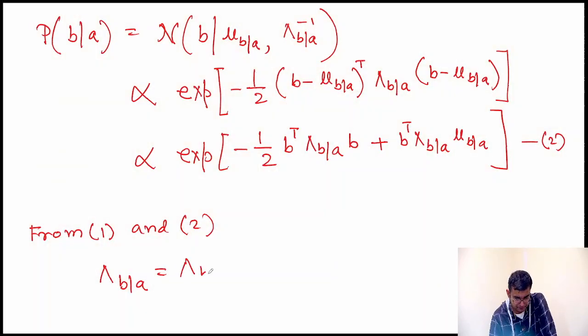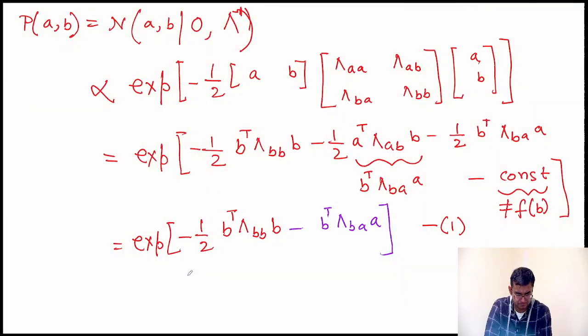Lambda BB. Is lambda BB known to you, or is it unknown? What is lambda BB? This one. How do you get this lambda BB? By inverting Cn plus 1. Right? Is Cn plus 1 known to you?